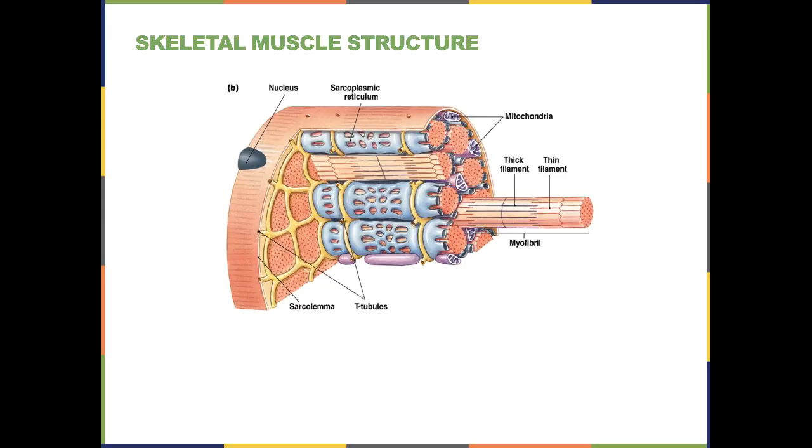Now here's a closer look at a single muscle cell to point out a few of the structures within one single muscle cell. The sarcolemma is the plasma membrane of the muscle cell. Sarco comes from the Greek word sarx, which means flesh. And so the plasma membrane around the fleshy aspect of a muscle cell would be called the sarcolemma.